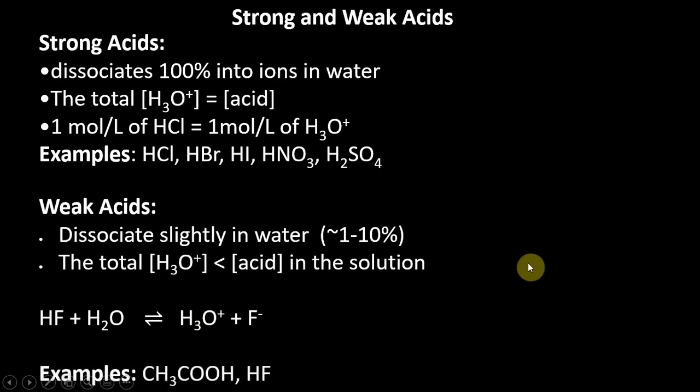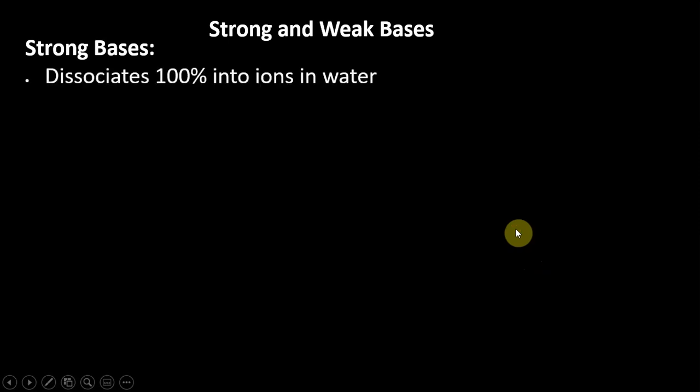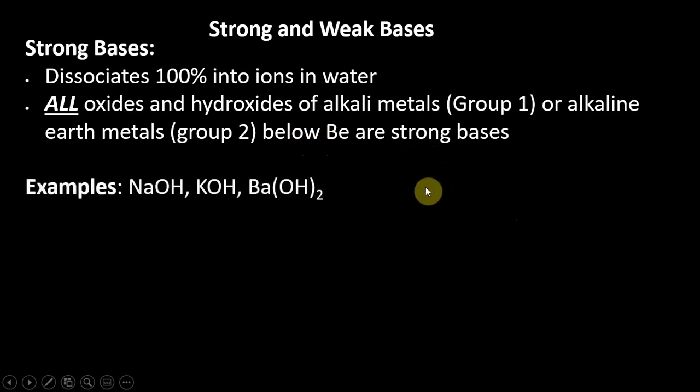Other examples would include acetic acid. You're familiar with that one. Strong bases, same idea. It dissociates 100% into its ions in water. All oxides and hydroxides of alkaline metals, group 1, or alkaline earth metals below beryllium are strong bases. Sodium hydroxide, potassium hydroxide, barium hydroxide, examples of that.